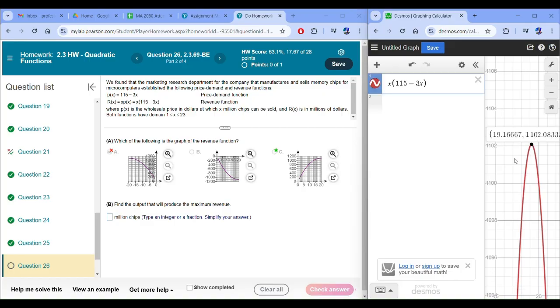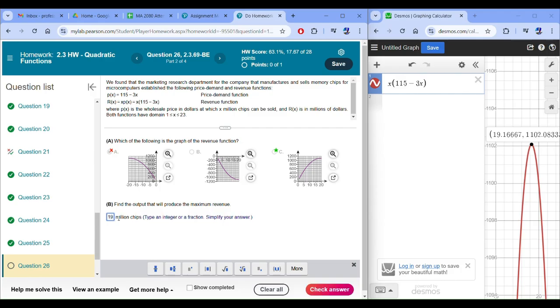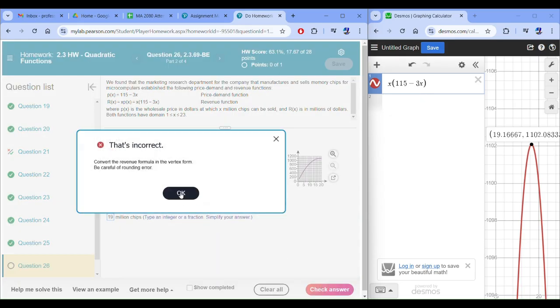What's that value? How many million chips? 19 point, how many decimal places do you want? Type in integer or a fraction. 19 1/6. Wait. Find the output that will produce the maximum revenue. I think, what if I just do 19 million chips? Is that going to accept it? No.